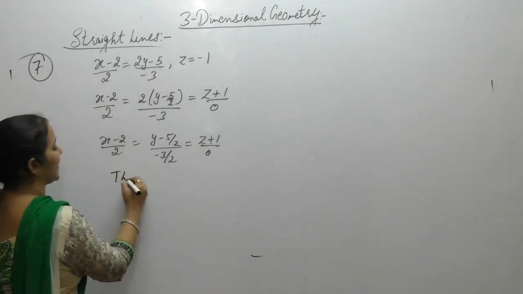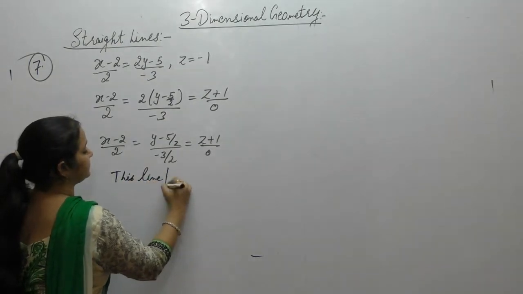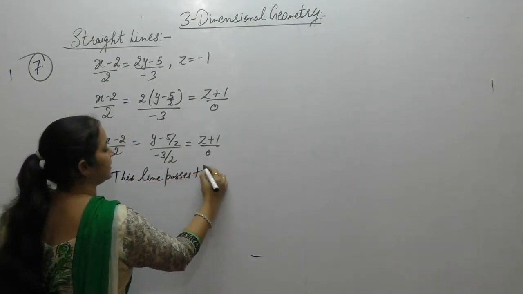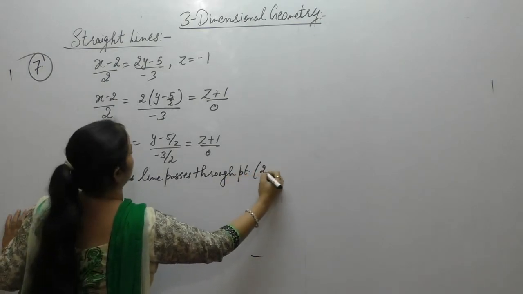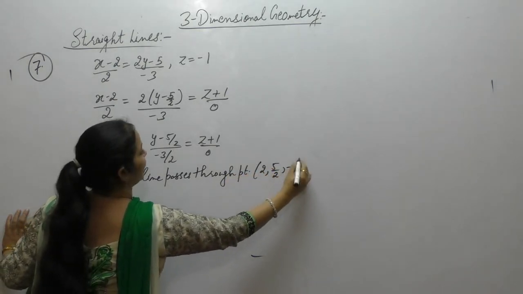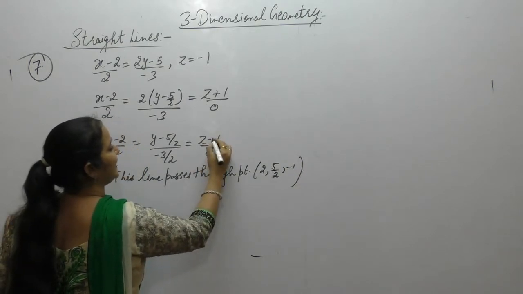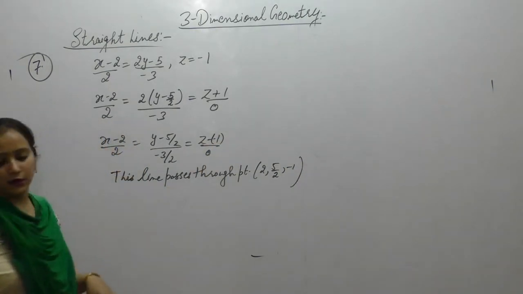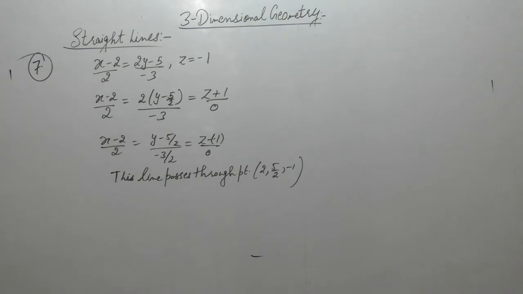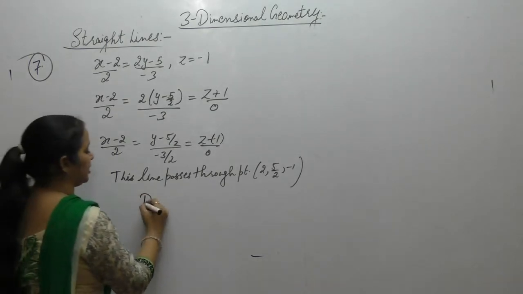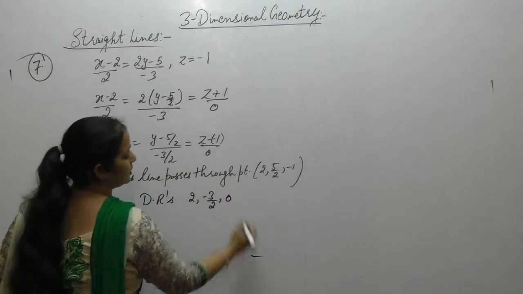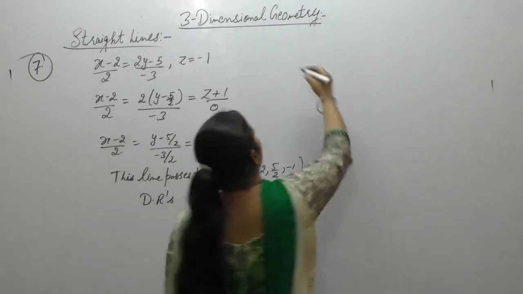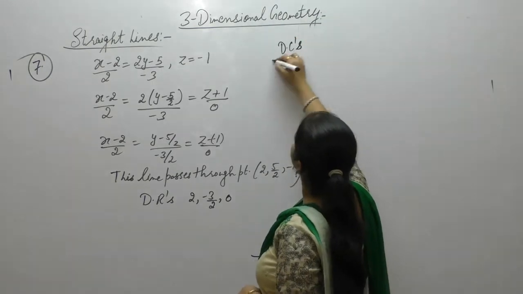Now this line passes through the point 2, 5 by 2 and minus 1. We can write it as z minus minus 1. And the direction ratios are proportional to 2, minus 3 by 2, 0. Now we want to find the direction cosines.